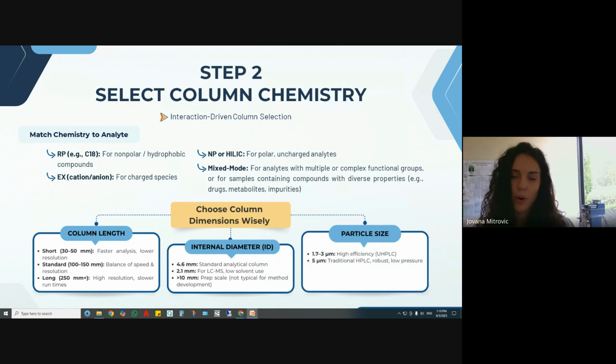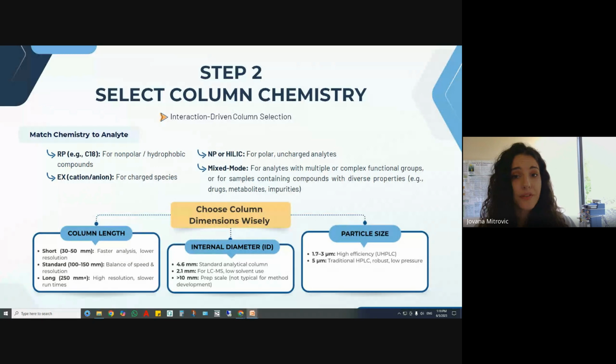Now that we know both the analyte and the matrix, the next step is to select the right column chemistry. So let's also take this step by step. First, think about reverse phase chromatography. RP columns like C18 or C8 are perfect for non-polar or moderately polar analytes. They are the workhorses of chromatography, most widely used. Next, we also have ion exchange columns. If your analyte is charged positively or negatively, ion exchange columns can help you separate them based on their charge. Then we also have normal phase or HILIC columns, which are usually polar columns and work well for polar and uncharged analytes.